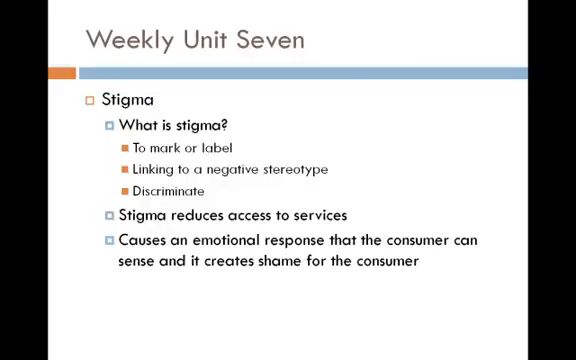Now, when we think about modified labeling theory, in that labeling itself may not directly result in a mental illness, it certainly can create disadvantages that make us uncomfortable. And so stigma itself causes an emotional response that the consumer can sense, and it creates shame for the consumer. And therefore, shame is a negative consequence. So as a result, stigma can cause almost like an internal discrimination for an individual. So stigma is really the convergence of labeling, stereotyping, and discriminating.